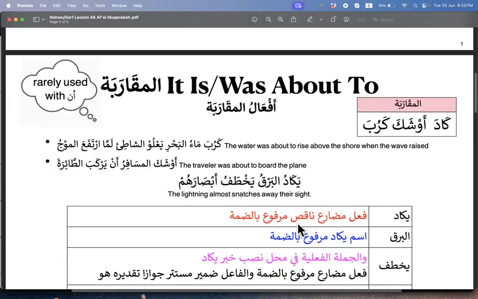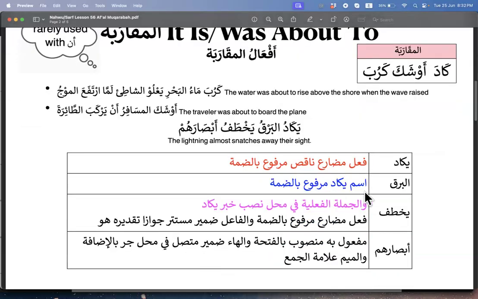Fi'il mudhari' naqis marfu' bi dhamma. Al-barqu is the ism. And then wal jumlah fi'liyah ba'da is fi mahali nasab khabar of yakadu. And then after that the same. Fi'il mudhari' marfu' bi dhamma wal fa'il dhamir mustatir jawazan taqdiruhu huwa. This is maf'ul bihi mansub bil fathah. And the hum is your dhamir muttasil. Okay? Inshallah. Easy, right?